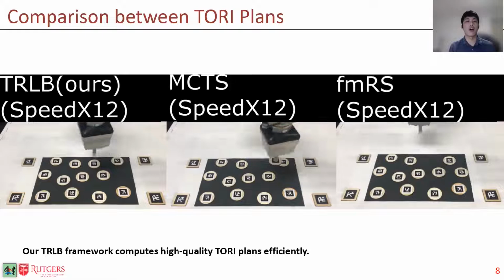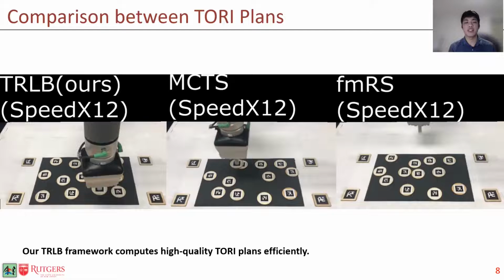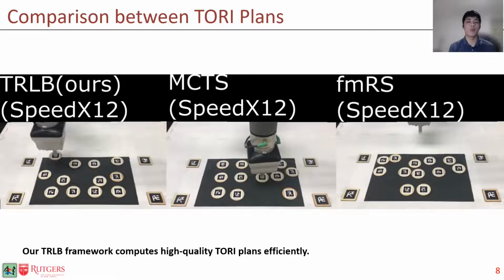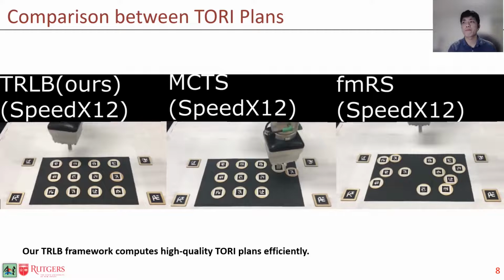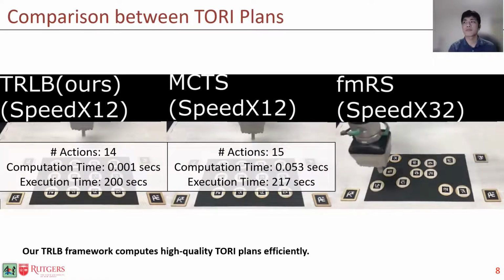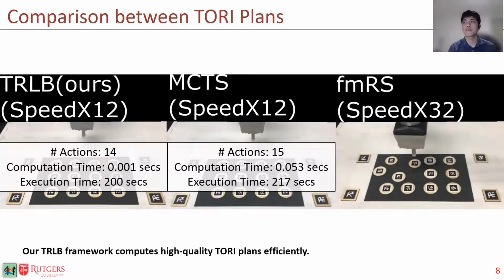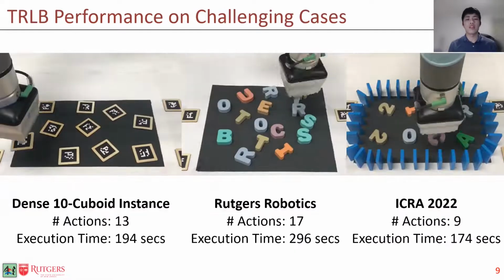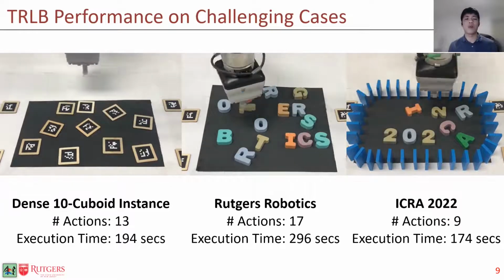We also set up a hardware platform to execute the plan we computed. The black area indicates the bounded workspace for rearrangements. Our TRLB framework computes high-quality plans efficiently. The method can also solve rearrangement problems with objects that are densely packed and have concave shapes.